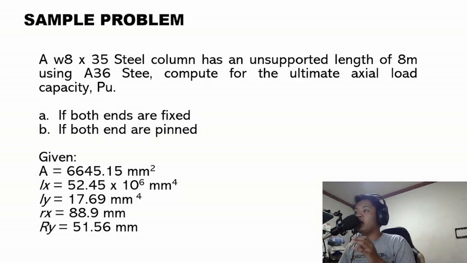So the givens are: A is equal to 6,645.15 millimeters squared. The IX is equal to 52.45 by 10 raised to 6 millimeter raised to 4. The IY is equal to 17.69 by 10 raised to 6 millimeter raised to 4. RX is equal to 88.9 millimeters and the RY is equal to 51.56.